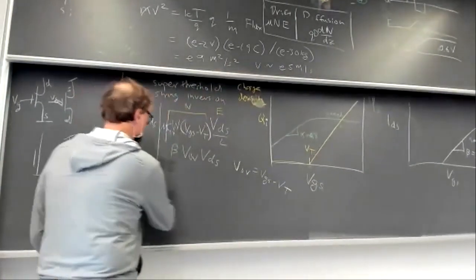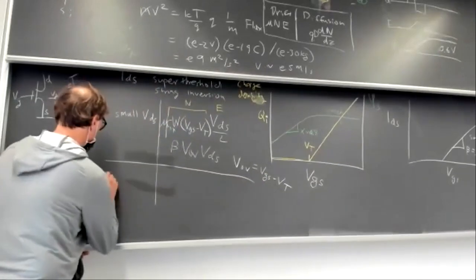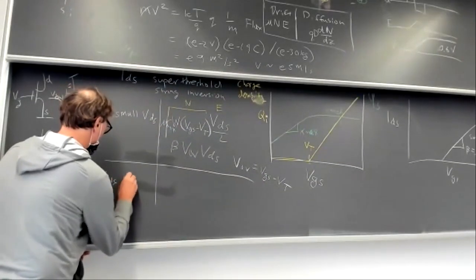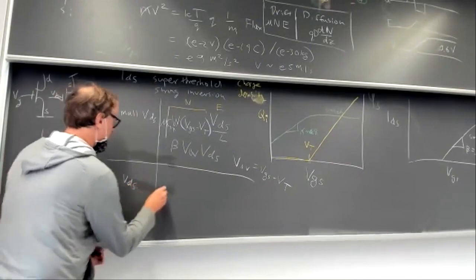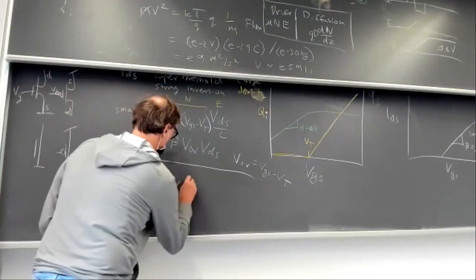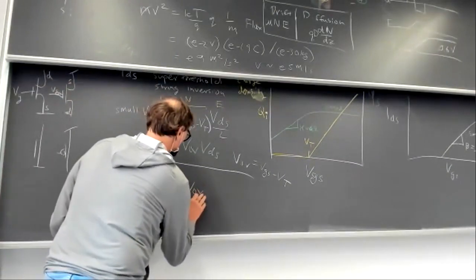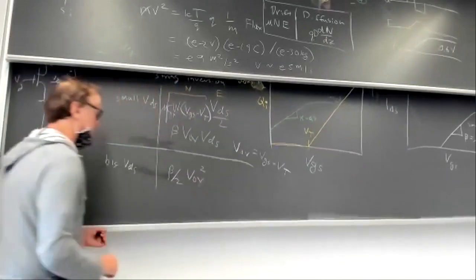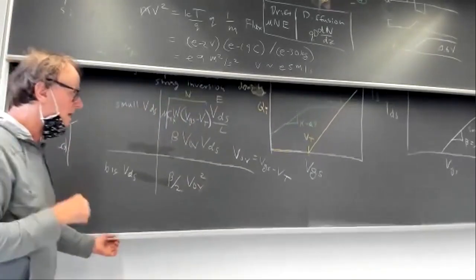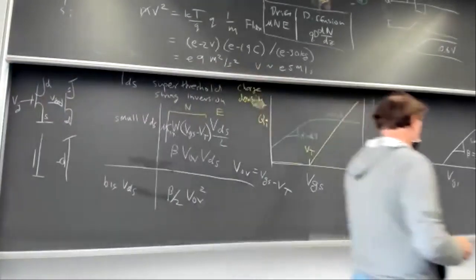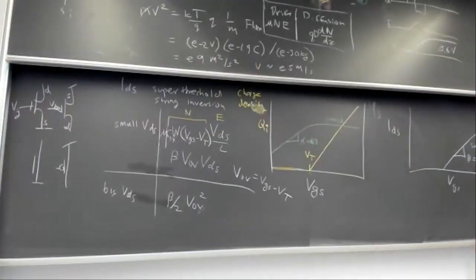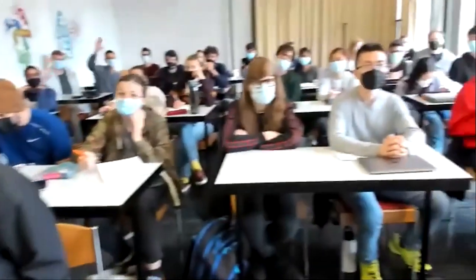Okay, but now when you go above threshold, big VDS, you go past saturation, then it becomes just beta over 2 V overdrive squared. Just goes as a square of the overdrive. And so that means if you go above threshold, or make another plot over here. Sorry if my plots are so messy, but it is organized up here.